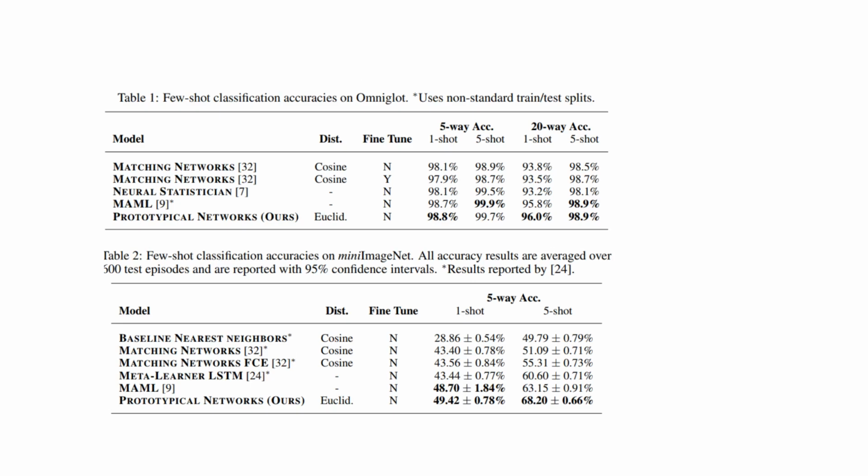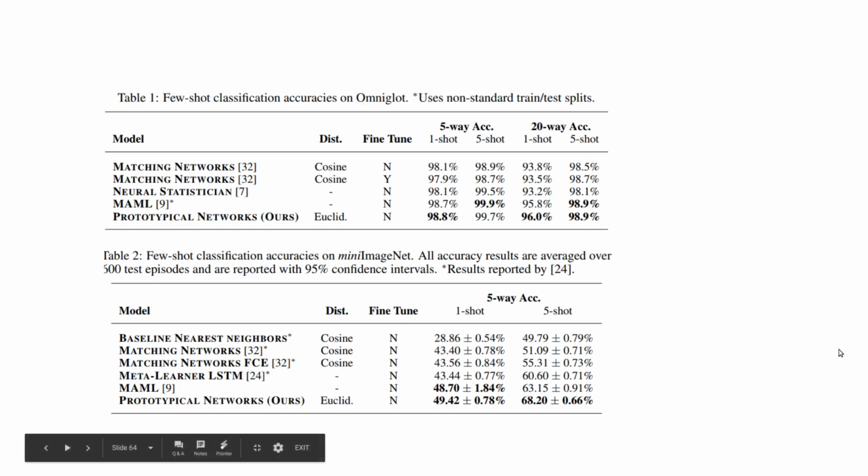And here they compare the results with other methods. They tested it on the Omniglot and miniImageNet datasets, both in 1-shot and 5-shot cases. In all of these cases, we see that prototypical network tends to win over matching networks.